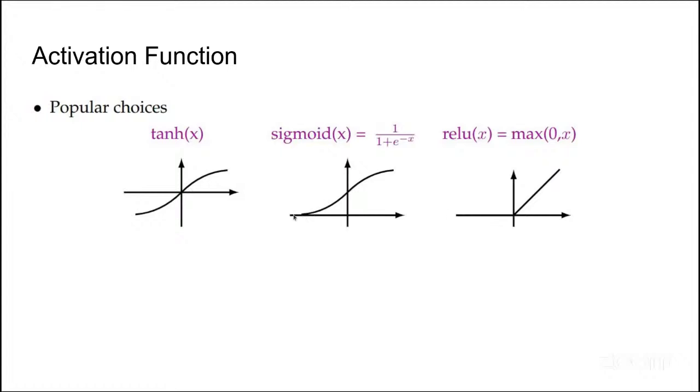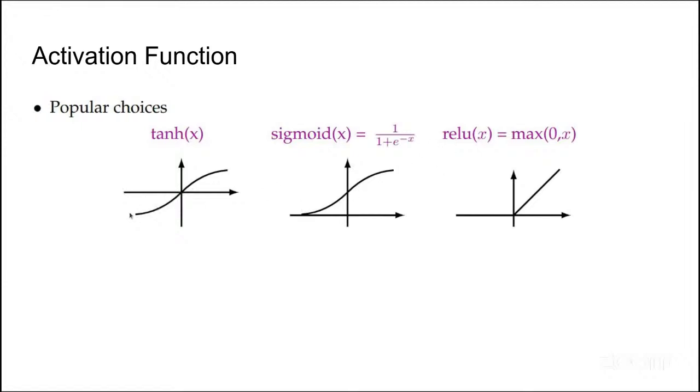Sigmoid also lies between 0 to 1. As you can see, the maximum value would be, if you put x equals infinity, e power minus infinity becomes 0, and 1 by 1 is 1. So the values lie between 0 to 1. If you put minus infinity, e power infinity becomes infinity, so 1 by infinity is 0. So negative infinity goes to 0 and positive infinity goes to 1. So it lies between 0 to 1.